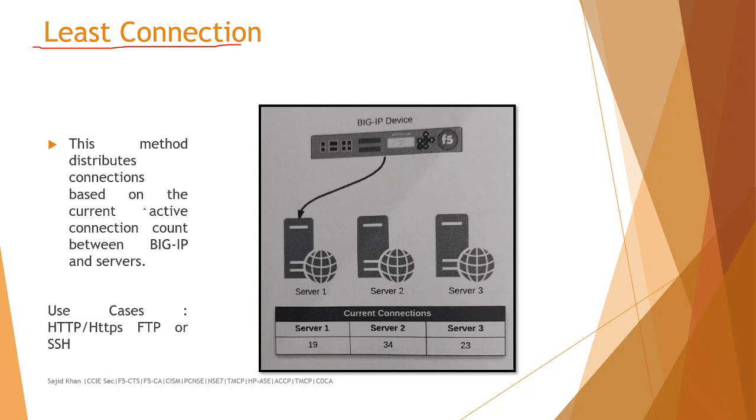Least connection. In least connection, the BIG-IP device distributes the load based on active connections. The common use case for least connection is for HTTP or HTTPS, FTP or SSH. So let me explain with the diagram. In this diagram, you can see that the BIG-IP device is forwarding the request to server 1 because in the connection table, server 1 has fewer connections as compared to server 2 and server 3. So this is least connection.